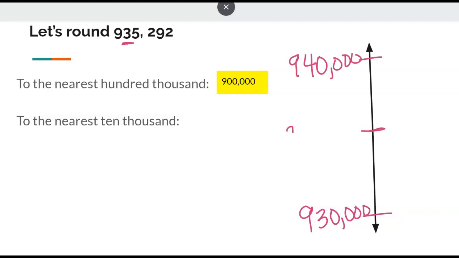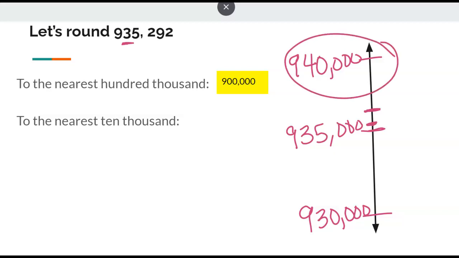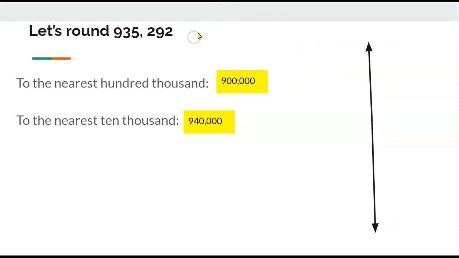Halfway between that is 935,000. So if we look at our number, it is a little bit above 935,000. It's actually probably closer to here, but that still makes it closer to 940,000. So if we round this number to the nearest 10,000, we will get 940,000.